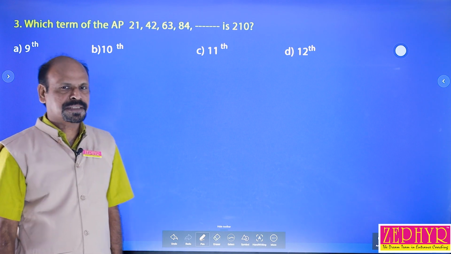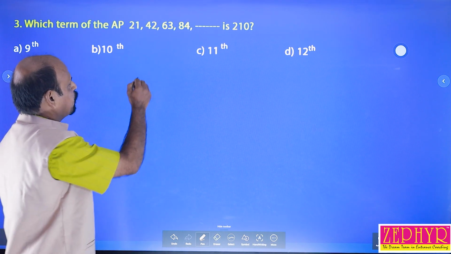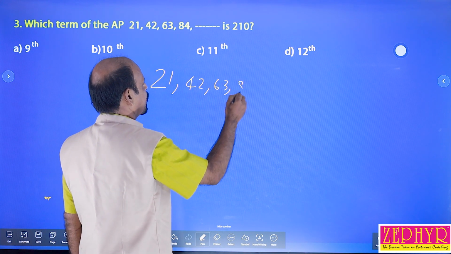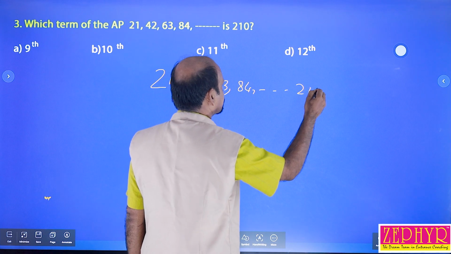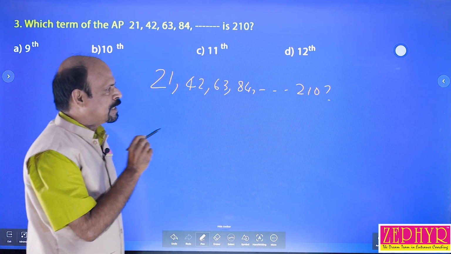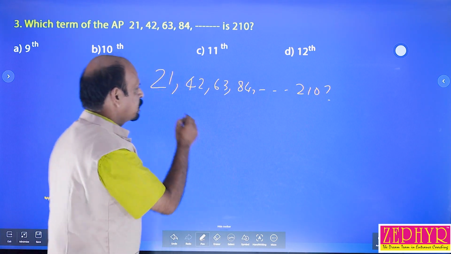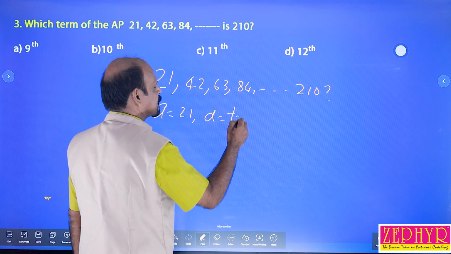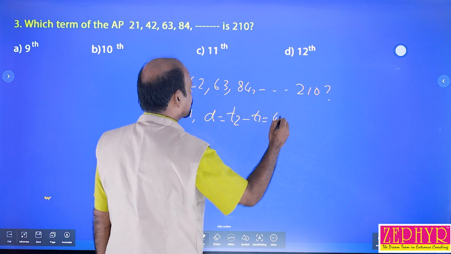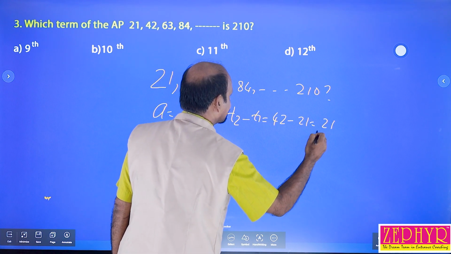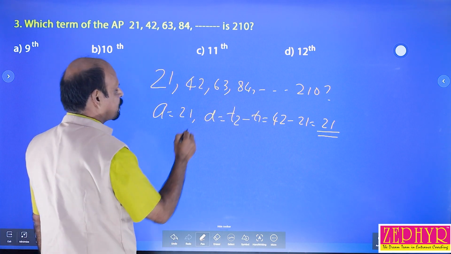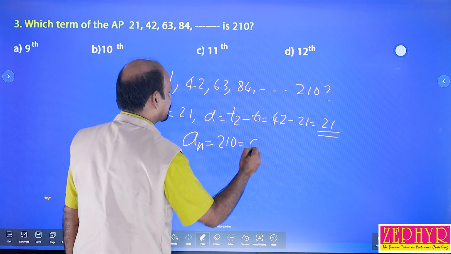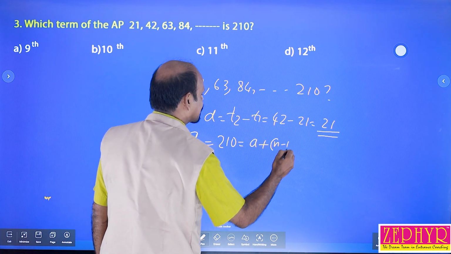Now we are moving to the next question. Which term of the AP 21, 42, 63, 84, etc. is 210? We have to find out which term is 210. So we are writing A 21 first term, D common difference, second term minus first term, you can find out 42 minus 21, 21 is the common difference. And we have the formula for general term An, that is 210. They are given by the formula A plus n minus 1 into D.